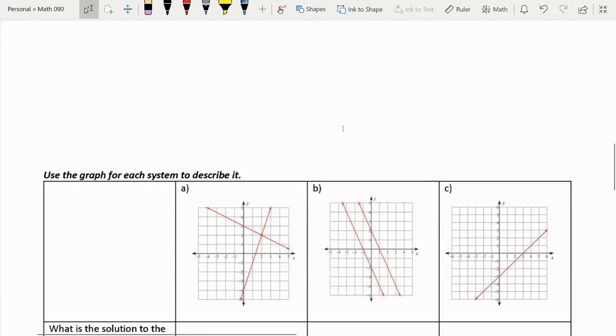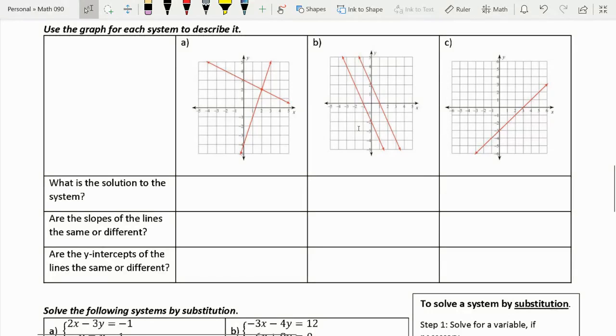Okay. Now, over here, let's look at A first. What is the solution to the system? Where does it cross? It crosses at 2, 2. Are the slopes of the lines the same or different? Well, the slopes are different. Are the y-intercepts of the lines the same or different? Well, those are different also.